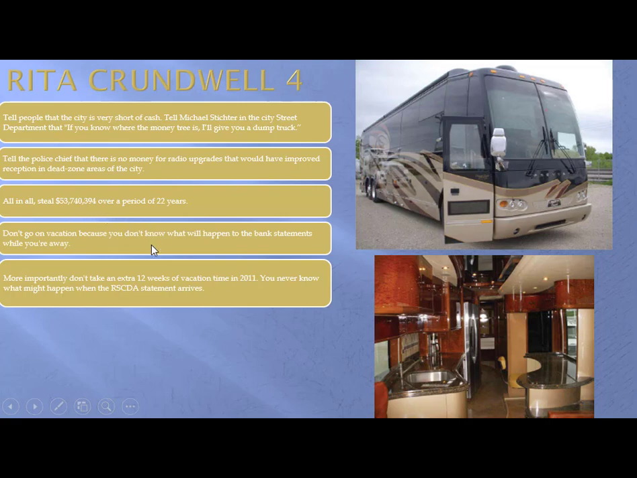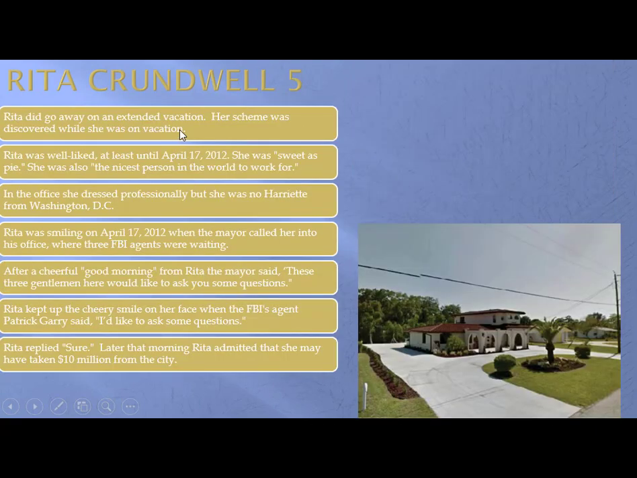She went away on vacation. She took an extra 12 weeks of vacation, and it was during that extra 12 weeks of vacation that her scheme was discovered. She was well liked, at least until the day she was caught. People used words like sweet as pie, the nicest person in the world. This was her Florida holiday home. And indeed, people that earn $83,000 a year really don't have holiday homes in Florida, and definitely not ones that looked like that.